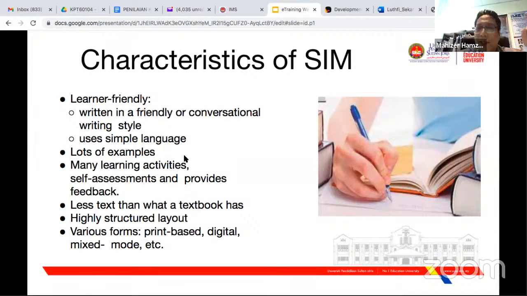Okay, for example the module PDF that I showed you just now, dia ada jawapannya di belakang. Okay, the answer at the back. So that if they answer wrongly, they check it, and they know the right answer.